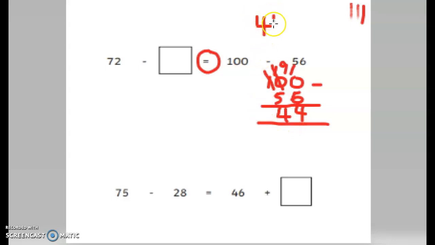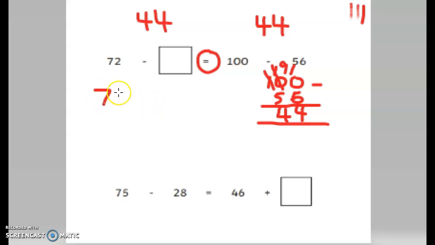So like I said with my little trick, I pop a 44 above this side, and I pop a 44 above that side, just like that. Okay, so now my number sentence says on this side, I've got this side solved, 72 subtract what gives me 44. So this is my missing number. So what I said you could do, you might be a person who likes to count up.